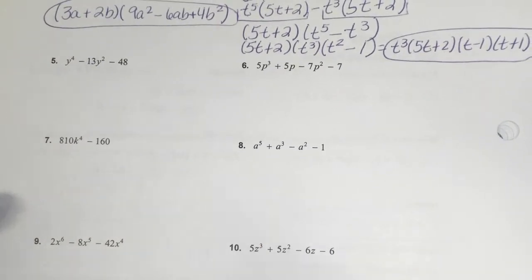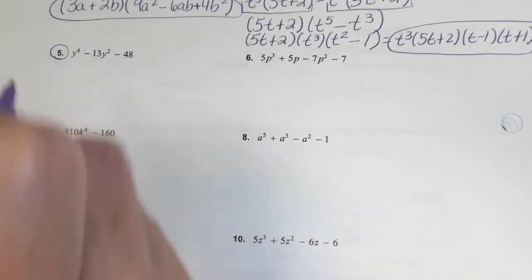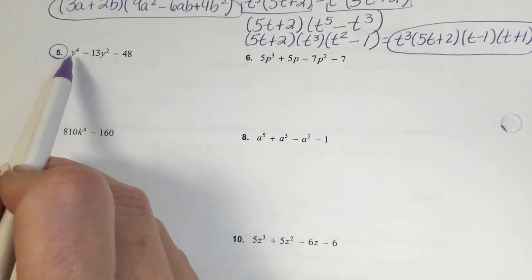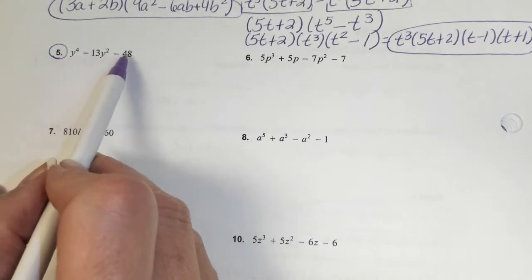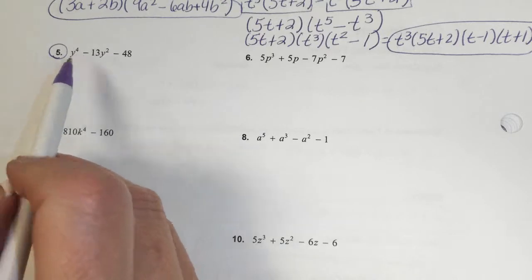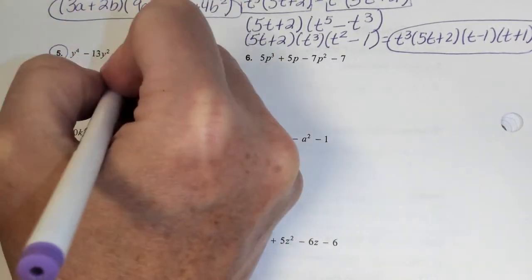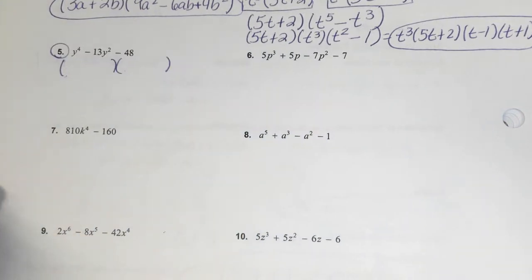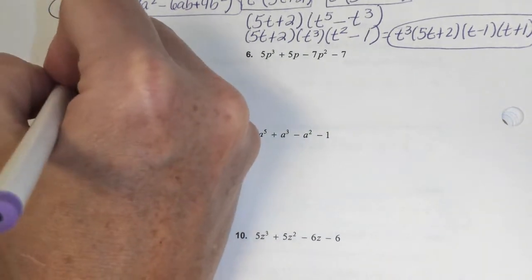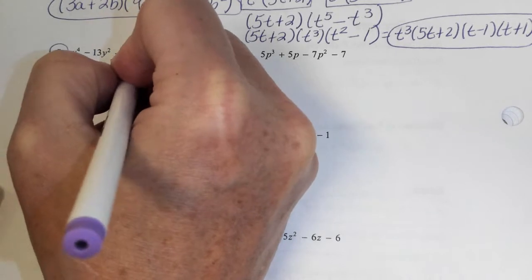Alright, let's look at the next one here, number 5. I look and I see whether or not I have a greatest common factor, and I don't. So I set up my double parentheses. What times what would give me y to the fourth? So I'm going to have y squared times y squared.